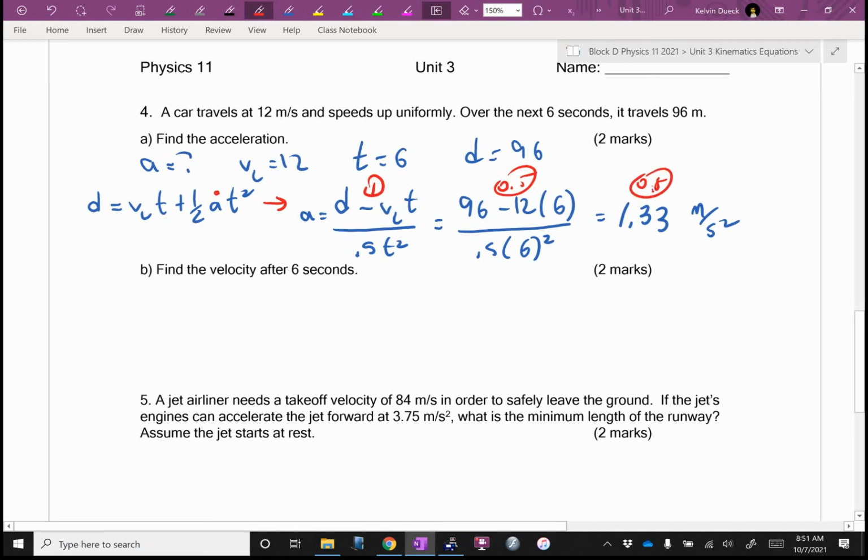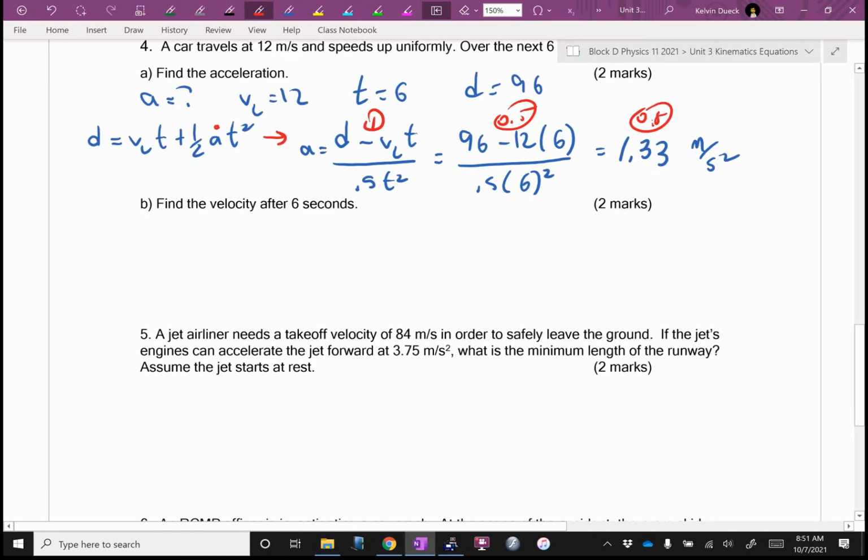Thank you, thank you. I guess number 4 is asking me to find VF. VF when? How much time? Was it 6 seconds in part A as well? So nothing's changed. I'm not going to relist everything then. I'm just going to go VF equals question mark. You know what? Same equation that we had on the previous page. D equals bracket VI plus VF times T over 2.